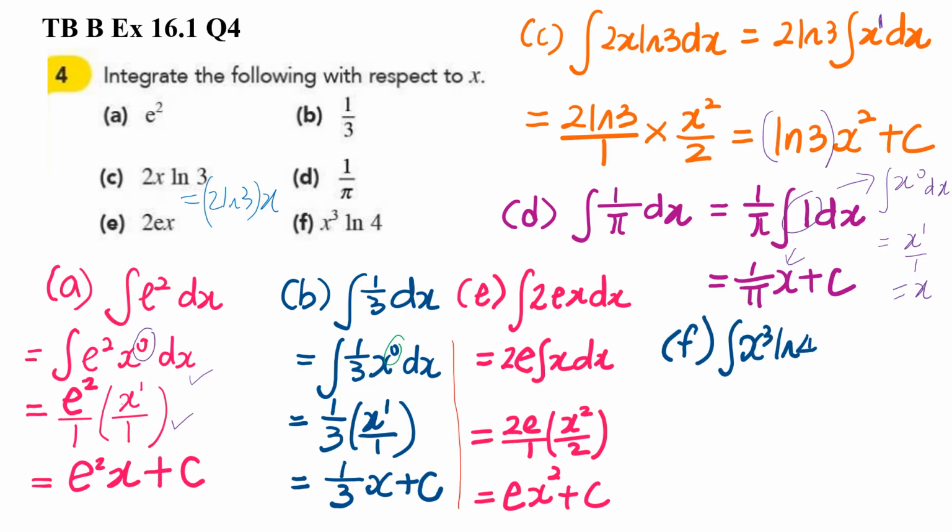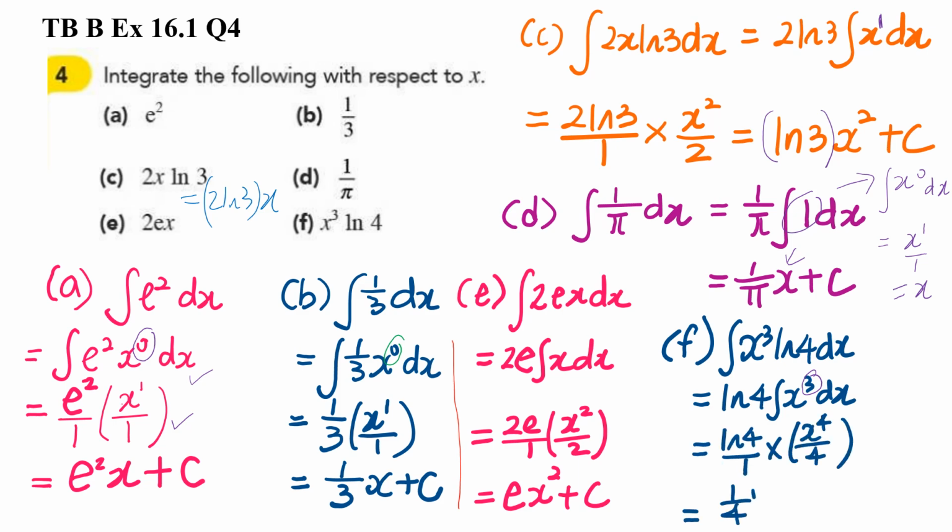Let's look at f. So ln 4 is a constant, just pull it out. And then this power plus 1 gives you 4, then divide by 4. Simplify it. Okay, that's how you do it.